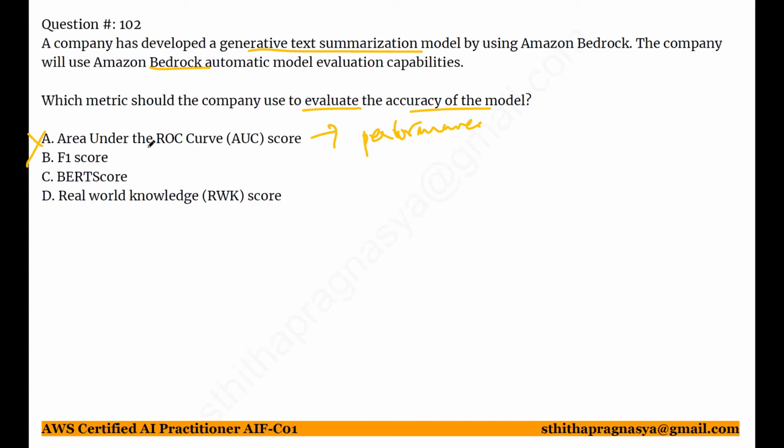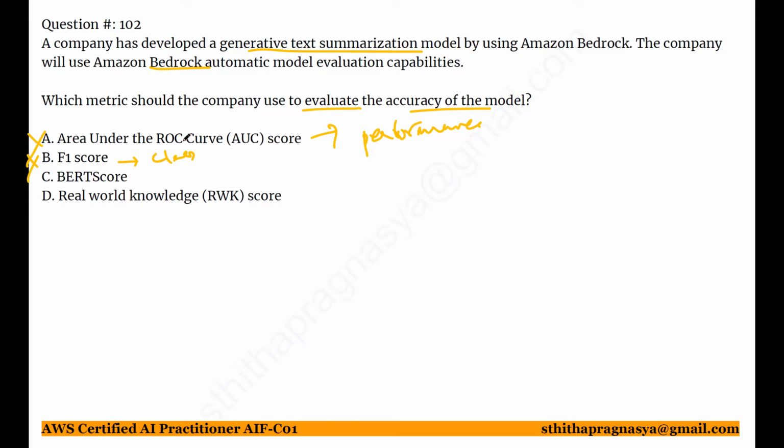F1 score, which we spoke about in one of the previous questions, is used for classification problems and evaluates the balance between precision and recall. While it can be adapted to evaluate aspects of summarization like overlap between predicted and reference summaries, it does not fully capture semantic accuracy or fluency in text generation tasks. So this is not the best choice, as it is not specifically tailored to generative tasks.